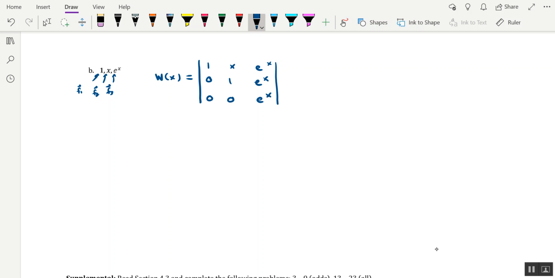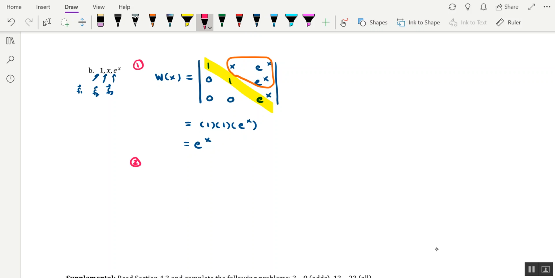Now notice that we have a triangular matrix. In particular, it would be an upper triangular matrix. And due to that fact, all we have to do to evaluate the determinant is just multiply the entries along the main diagonal. So it's going to be 1 times 1 times e to the x, which gives us e to the x. Alright, that would be part 1 of this more or less two-step process.